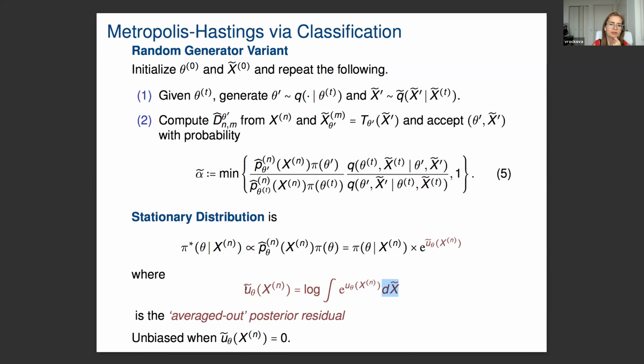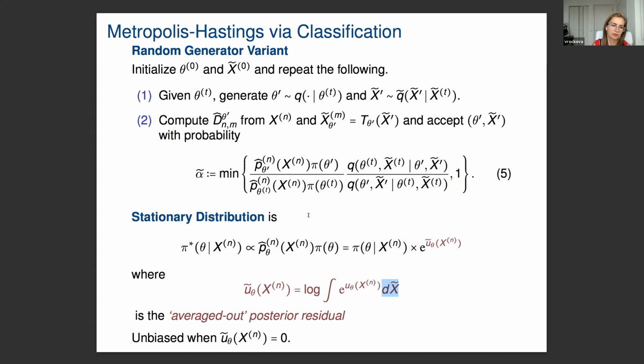And there is hope that this averaged-out tilt is going to be smaller. So if you average it out over a certain distribution, there's hope that this averaging is going to diminish the bias, and that's what we've seen in some of our simulated examples, that's indeed the case.